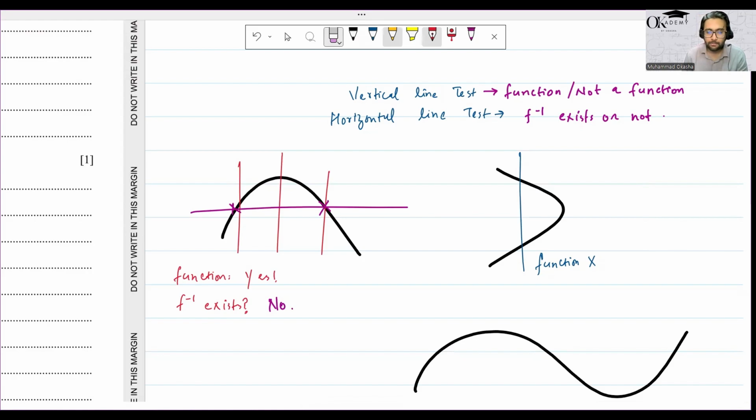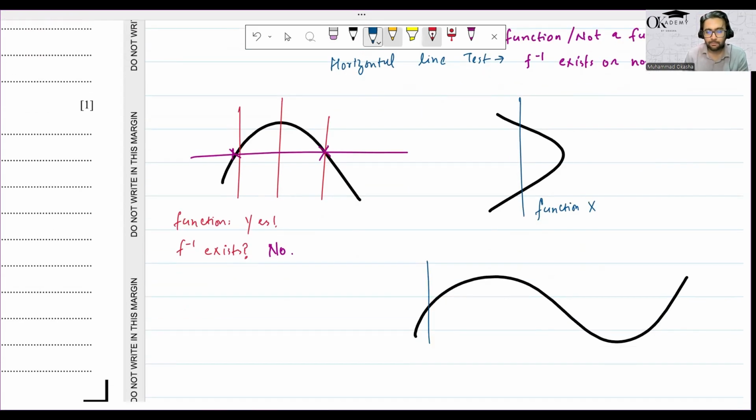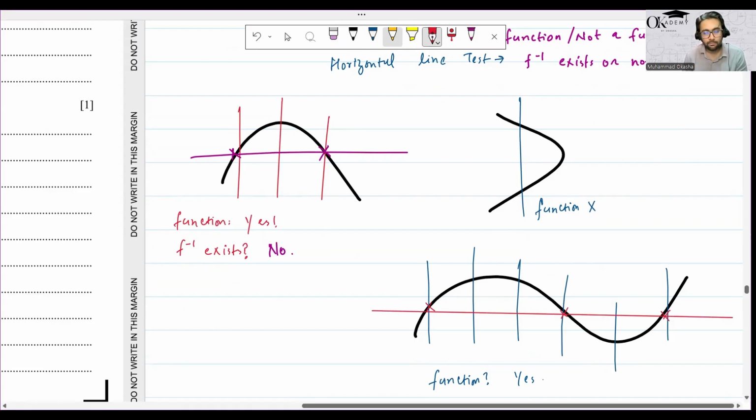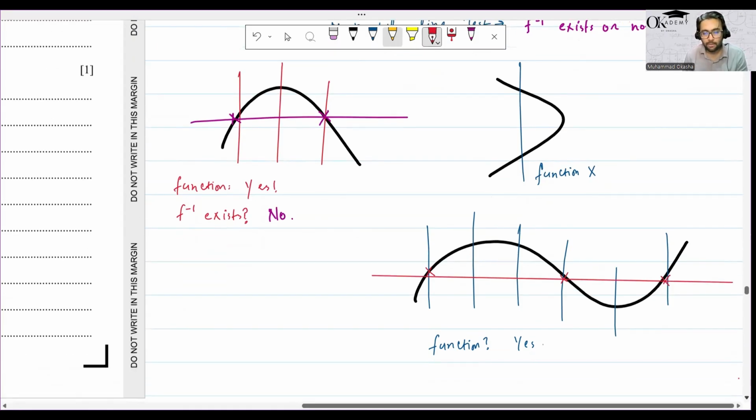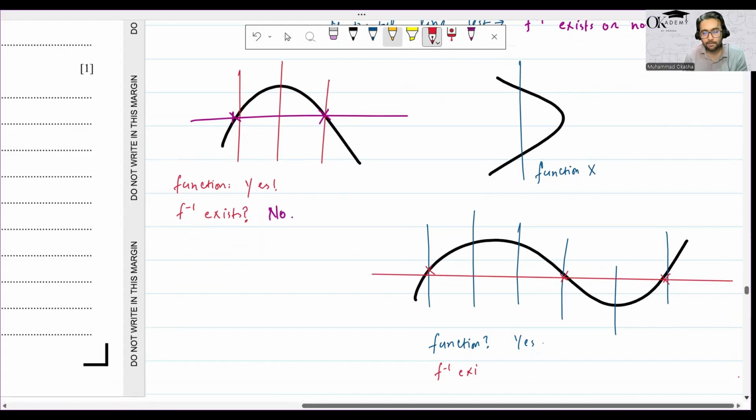Let's talk about this one. Is it a function? Yes, of course, it's a function. It passes the vertical line test. Function? Yes. Does the inverse exist? For that, we'll have to do the horizontal line test. If I were to do the horizontal line test, notice the line crosses the function at more than 1 point. So f inverse exists? The answer is no. I hope it gives you an idea about the difference between the horizontal and the vertical line test.